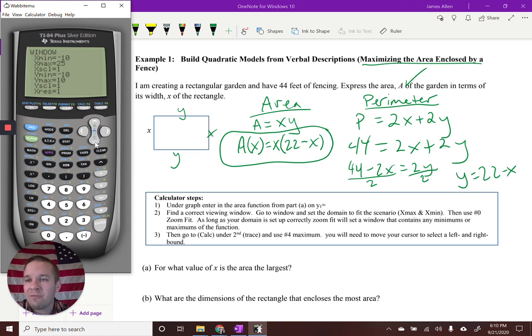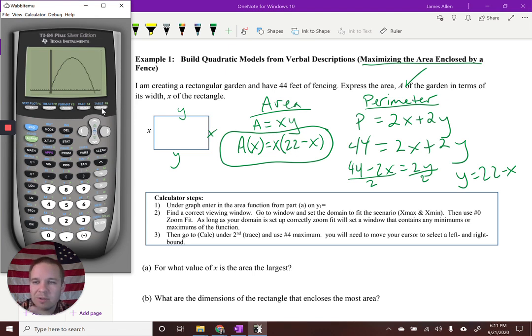Now my y value, sometimes what I like to think about is, what if it was just a couple random dimensions? How about like 12 times 10, right? That adds up to 22, and that's what 2 of these sides should add up to. So 12 times 10 is 120. How about I just go up to like 150, give myself a little bit of room? Okay, now when I graph this, hopefully I'll see it. All right, I can see the whole function here.